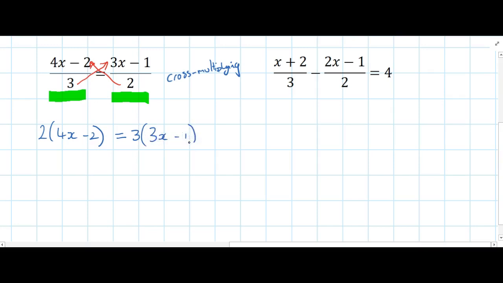Okay, so now I've got two factored expressions on either side. A good idea now is to expand using the distributive law. So everything outside the brackets gets multiplied by everything inside. Hopefully this stuff is ringing bells. You multiply it out and you get 8x minus 4 equals 9x minus 1. Okay, so this is a linear equation. It has x's maximum power of 1, but in this case we've got x's on both sides. Alright, we need to get all those x's onto one side.